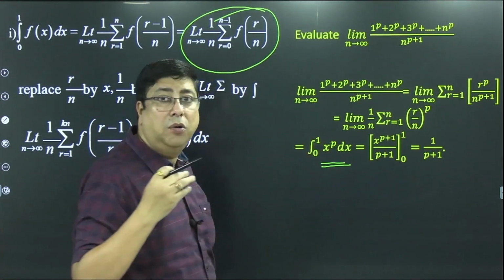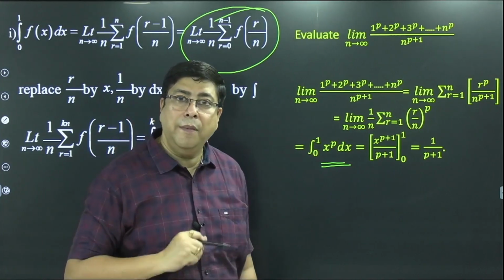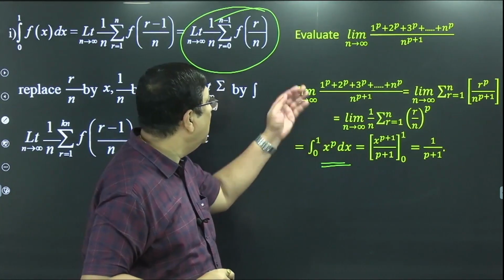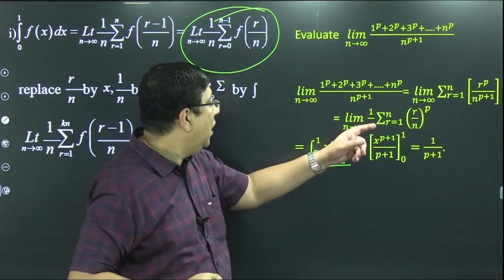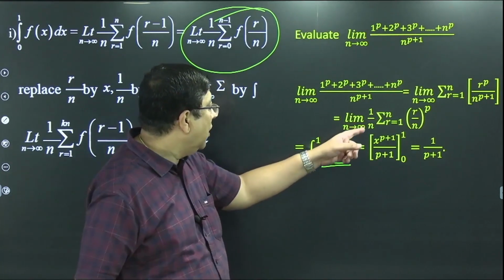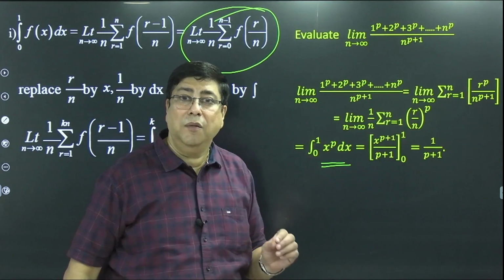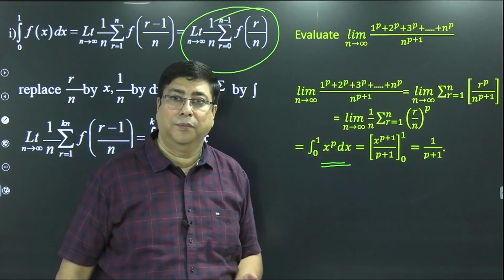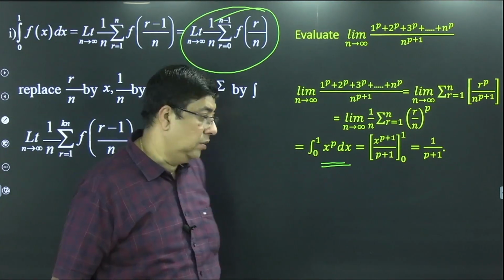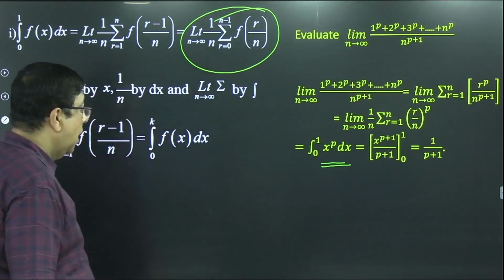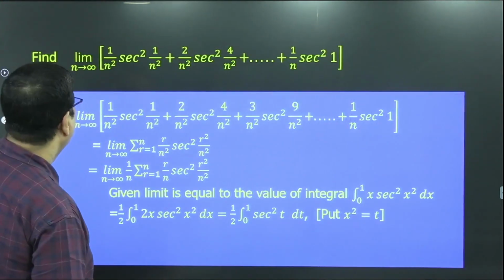So everyone, no need to calculate even. Remember one thing: in this type of format, we have to take out 1 by n. After getting 1 by n, whatever r by n form is there, just convert it to x. This is very important. I am showing you one more example.